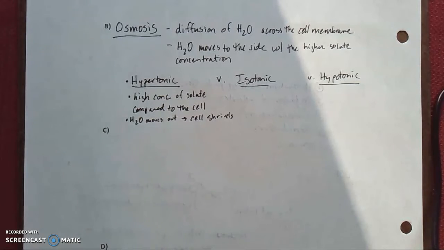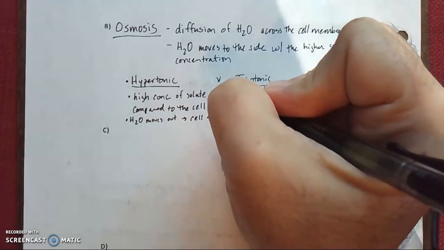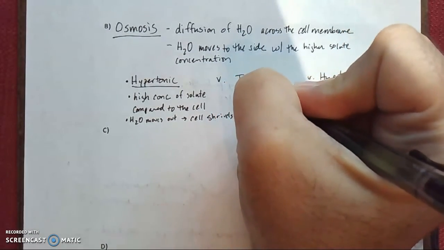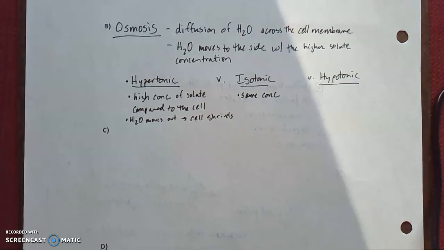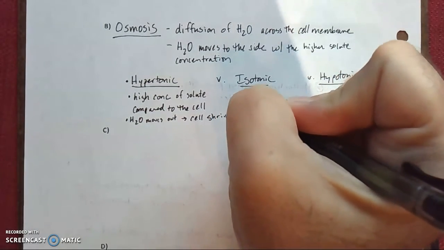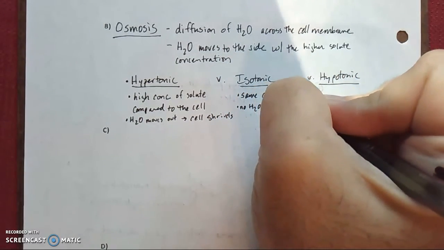We put a lot of salt on the outside of a piece of beef. The water moves out of the cell, out of the muscle cells, and the meat shrivels. We get beef jerky. That's why when we cure meats, we put them in salt. It draws out the water. That's because we created a hypertonic solution outside of the cell, and water moves out of the cell. Isotonic means that we have the same concentration. So nothing occurs. So there's no H2O movement. So nothing happens to the cell.